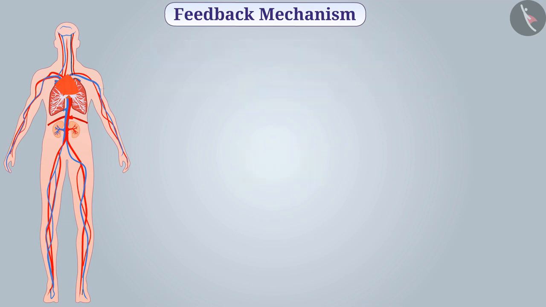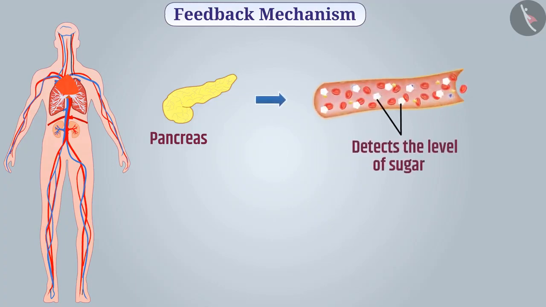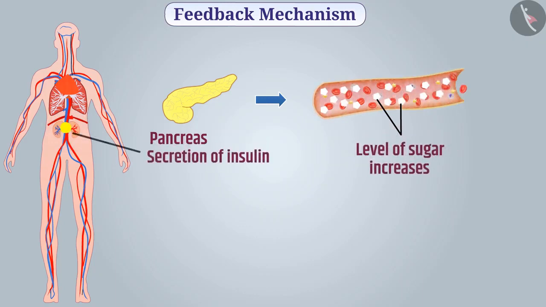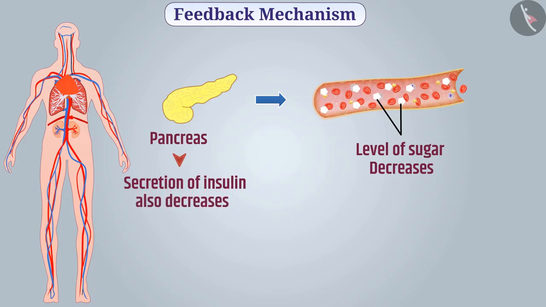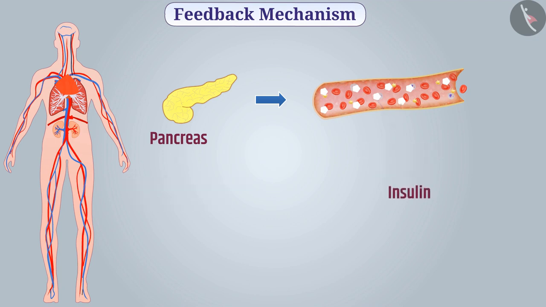For example, the cell of the pancreas detects the level of sugar in the blood. When the level of sugar in the blood increases, the secretion of insulin from the pancreas also increases. And when the level of sugar in the blood decreases, the secretion of insulin from the pancreas also decreases. Thus, the level of sugar in the blood is controlled. Insulin helps in controlling sugar level in the blood.